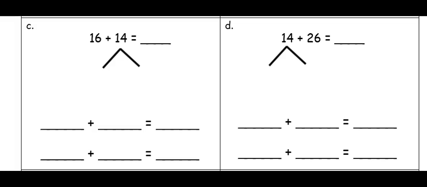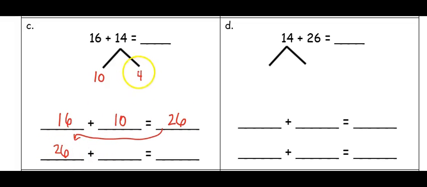Let's look at two more examples here. I have 16 plus 14, so I'll decompose the 14 into 10 and 4. And I'll start off by adding the 10 to the first addend. 16 plus 10 is 26, and I'm going to take that 26 and now add in the ones. So now I'll add the 4 to 26 and I'll get 30. That tells me that 16 plus 14 equals 30.